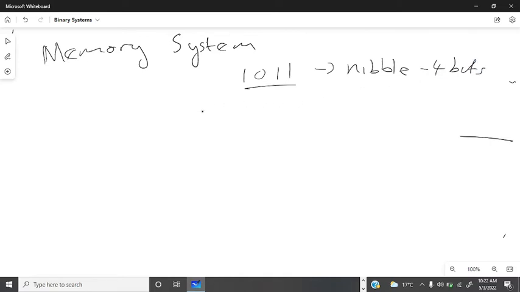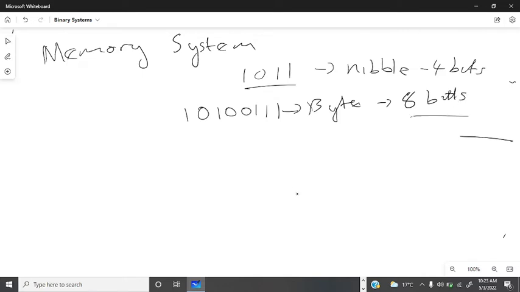Then when you have 8 bits, let me say 1, 0, 0, 0, 1, so this is 1, 2, 3, 4, 5, 6, 7, 8. When you have 8 bits, you have a byte. And that is 8 bits. Nothing to it. So these 8 bits make up 1 byte.